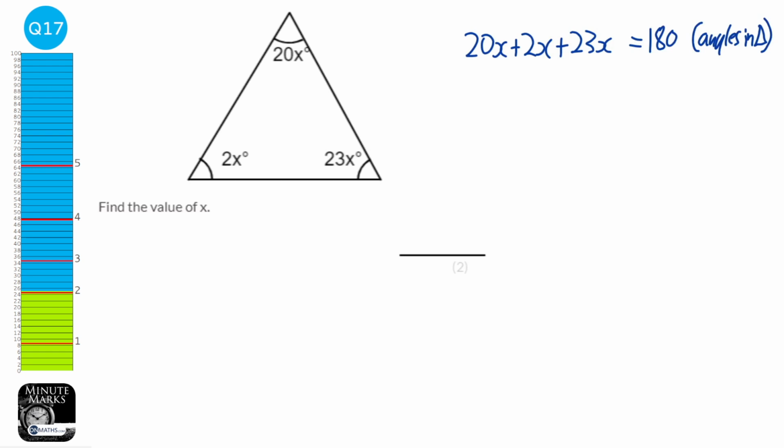Okay, let's get our tramlines in. Because we've got algebra and we're solving here, we're going to put our tramlines in. Now on the left hand side we need to add these x terms together, so 2x plus 23x will be 25x, plus the 20 will be 45x.